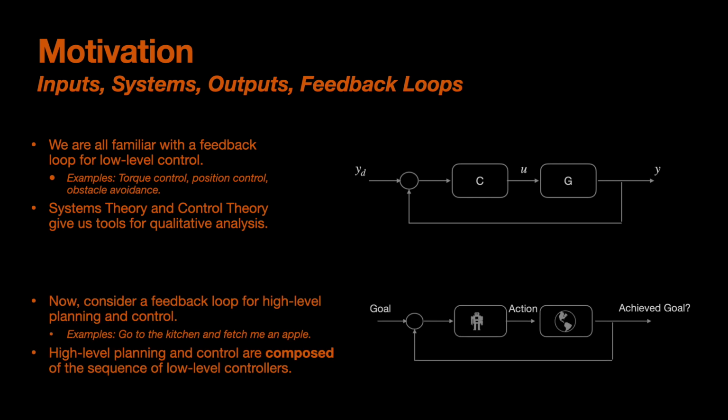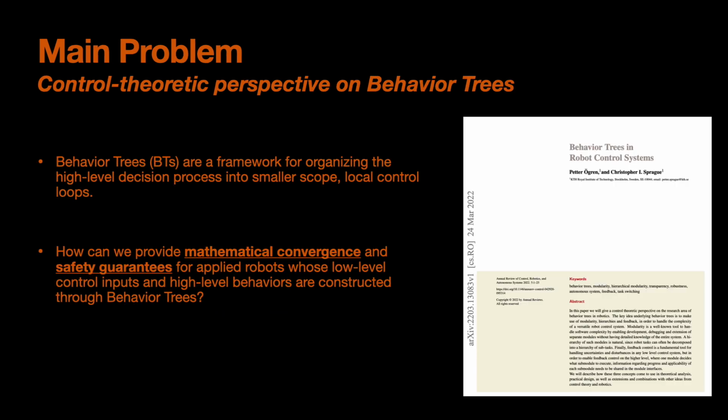So now thinking about the higher level feedback loop of planning and control, if our y desired is some really high level goal, like go to the kitchen, fetch me an apple, I was really interested in how can we apply some of the principles from systems and control theory that give us this kind of qualitative analysis of convergence, error. How can we apply those same principles to high-level planning and control algorithms that are composed of these lower-level controllers? So that's really the main problem that this paper is trying to address.